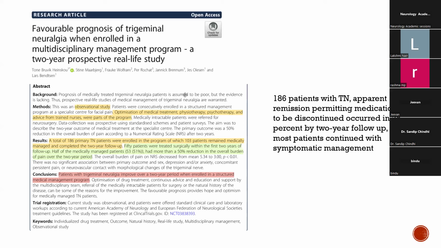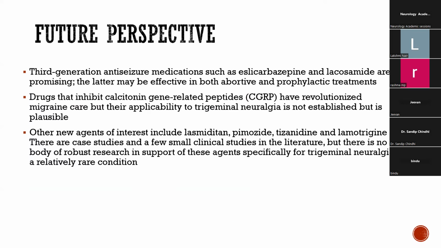So in this study with 186 patients with trigeminal neuralgia, they tried discontinuation of treatment after 2 years, but most of the patients continued with symptomatic management, and they couldn't taper the medicine even after 2 years. Now the future perspective is third generation anti-seizure medications like eslicarbazepine as well as lacosamide are promising, and the drugs that inhibit CGRP have revolutionized migraine, and their applicability to trigeminal neuralgia is not established.